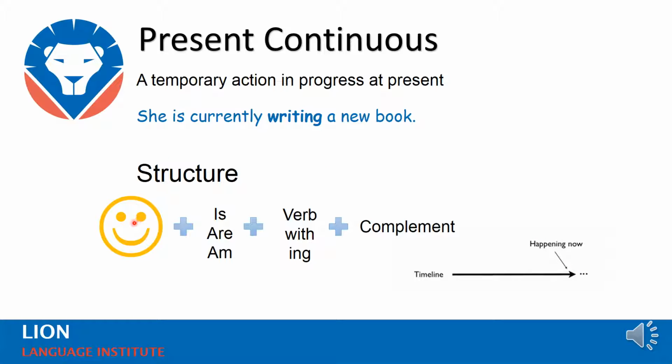Okay, the structure. The structure is very simple. First we have our subject, after we have our verb to be. In this case, we use is because we're talking in third person. It can be is, are, or am. Plus the verb with ing form. We take the verb write and we erase the letter E and we add the ing, plus a complement. The complement in this case is a new book.